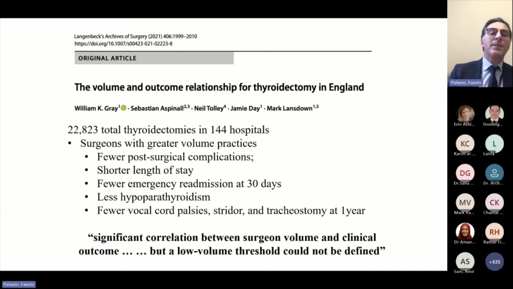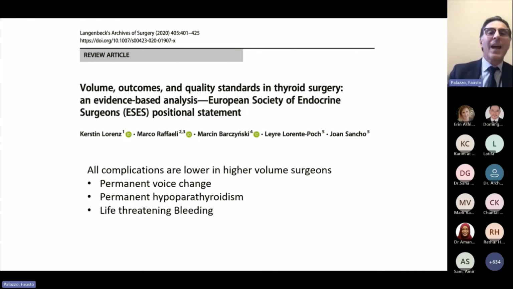And this paper was then reproduced in bigger anonymized data from other centers all over the world. And I'll just show you one which is a significant paper from the UK, published in 2021, of almost 23,000 thyroidectomies. And again, what did they find? The high volume practices had the fewest post-operative complications, shortest length of stay, less readmissions, less hypoparathyroidism, etc., etc. So there's clearly a correlation between volume and outcome, but the problem is defining low volume, and that's where the controversies kick off.